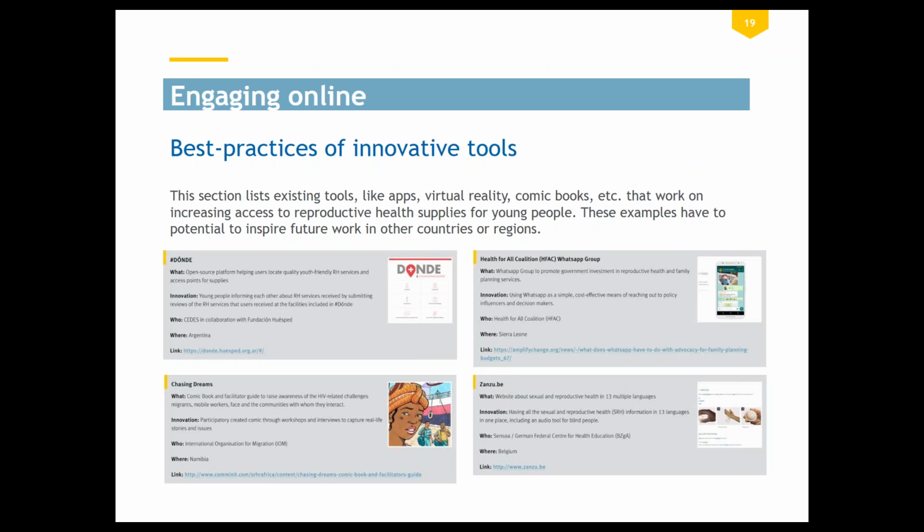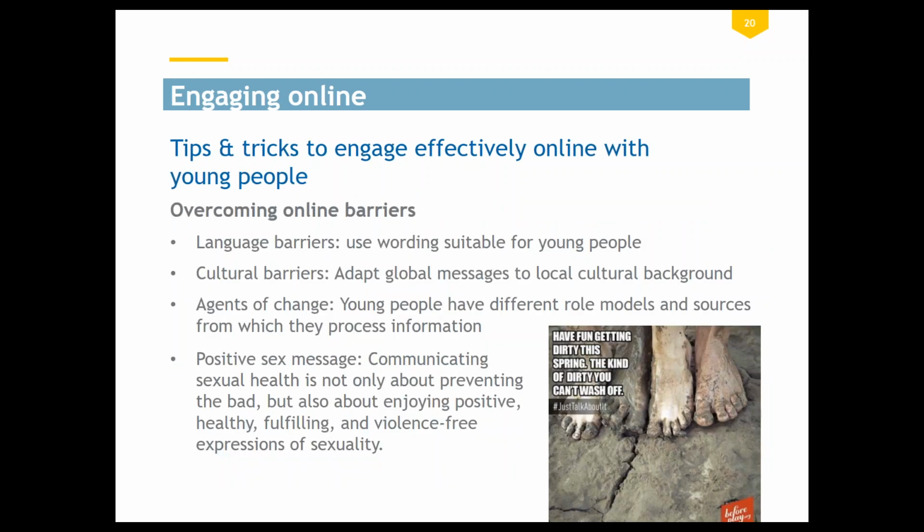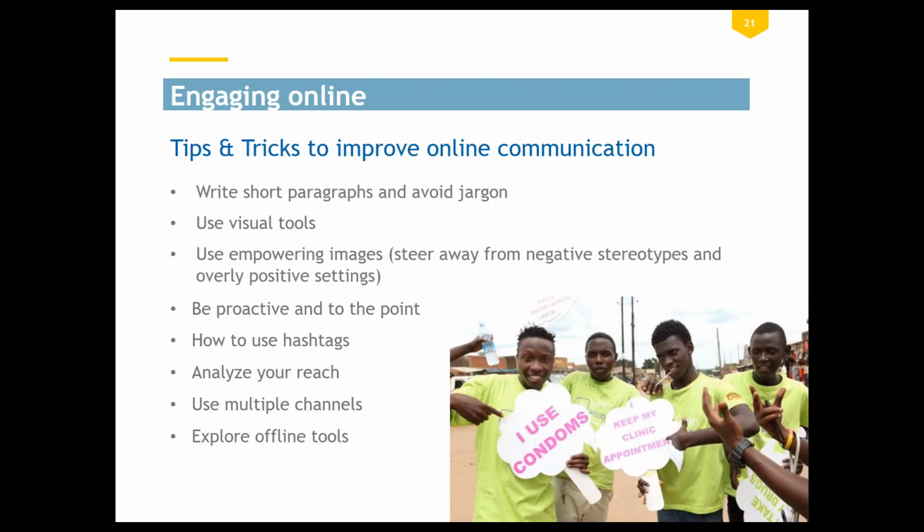I'm going to go quickly over the tips and tricks because you can see everything in more detail in the handbook. But some of the tricks to engage effectively online with young people are about overcoming online barriers, language barriers, cultural barriers, which places it's good to see, what role models young people are interested in, good examples of how you can communicate a positive sex message, etc. There are examples of great visual tools, which types of images you can use. Actually all the best tips and tricks from our communication teams are in there.